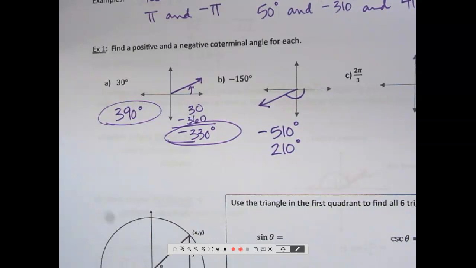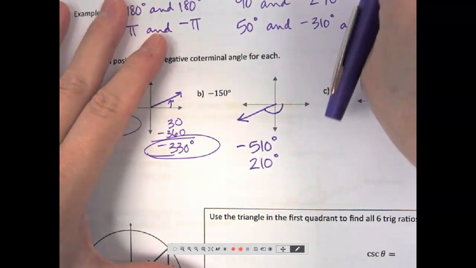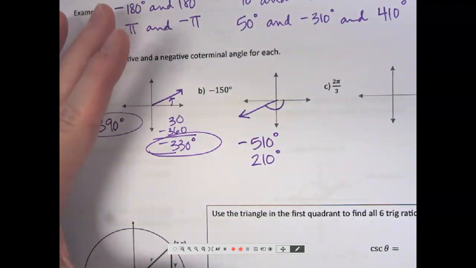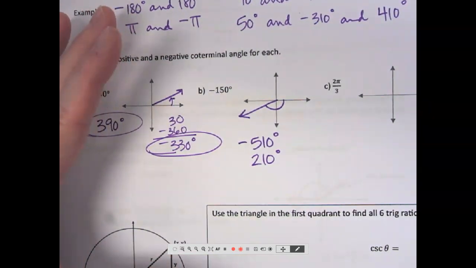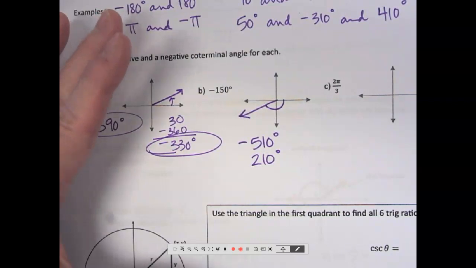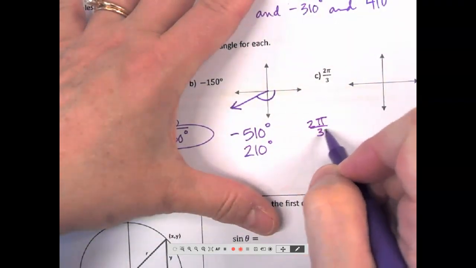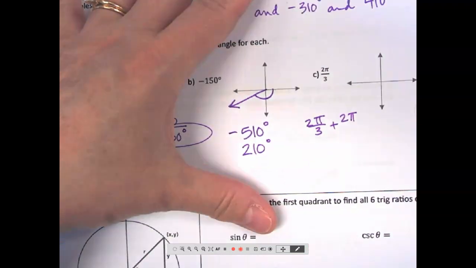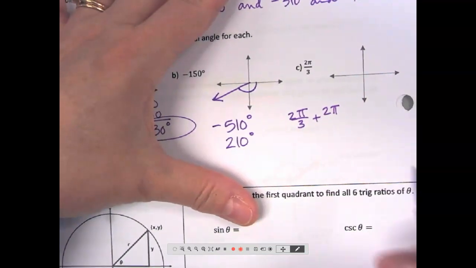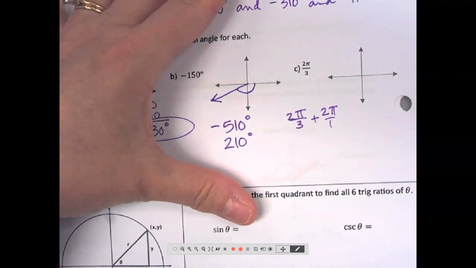Question? What am I going to do with 2 pi over 3? I'm going to say we're not going to convert. We're going to leave it in radians. So how much is 360 in radians? 2 pi. Remember, 1 pi is 180, so 2 pi is 360. So I'm going to say 2 pi over 3 plus 2 pi. Well, that's 2 pi over 1.